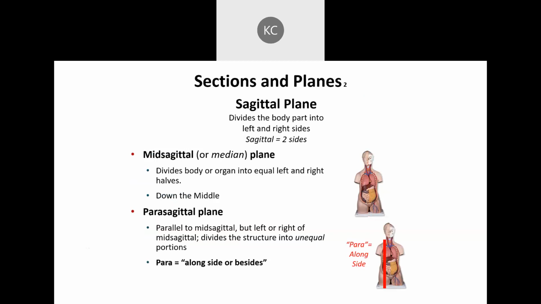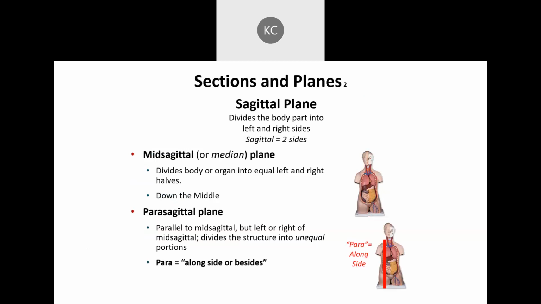sagittal plane. Okay. Now there are two types of sagittal planes. Okay. There is a mid-sagittal and there's a parasagittal. Okay. Mid-sagittal, and the only difference that exists between these two is whether or not you divide the body into equal left and right or unequal left and right. Okay. So a mid-sagittal divides the body into equal left and right. So obviously this has to go right down the midline of the body. Okay.